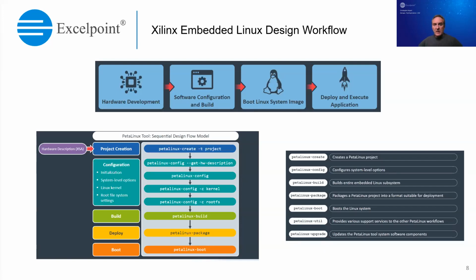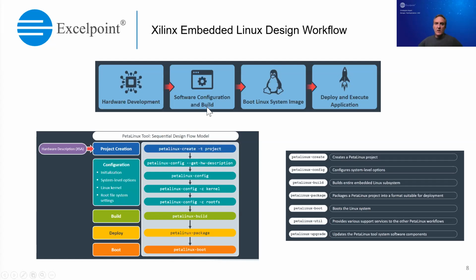The system level options for the Petalinux project are then configured using the petalinux-config command. The Linux kernel is configured using the petalinux-config -c kernel command. The root file system using the petalinux-config -c rootfs command. And then the entire system is built using the petalinux-build command. The package for deploying the system on the target platform is generated using the petalinux-package command. And finally, the system is booted for testing using the petalinux-boot command. We'll go through these in more detail shortly, but this is just a high-level overview of the steps involved to build the system.